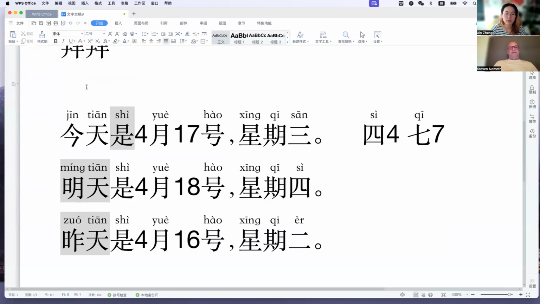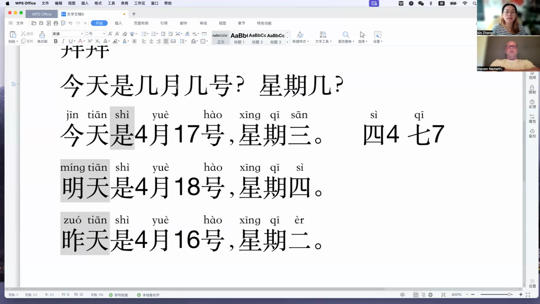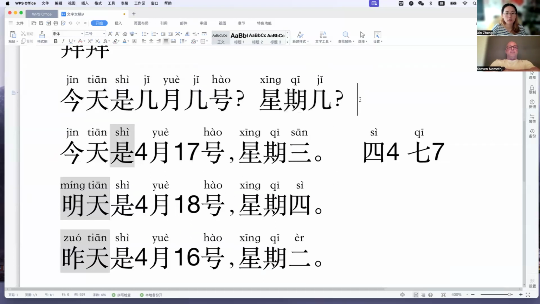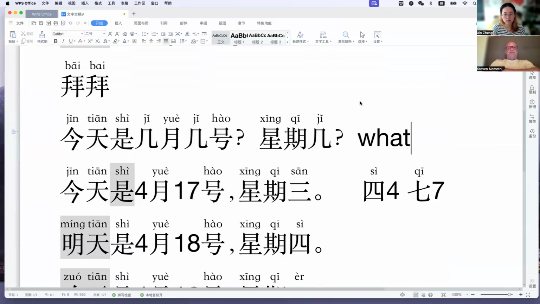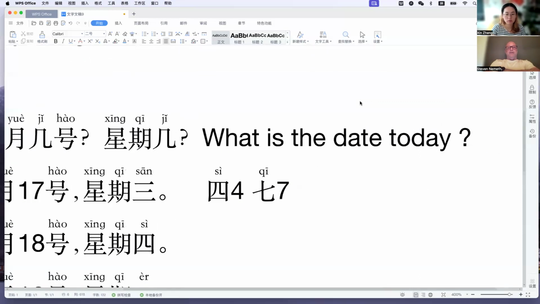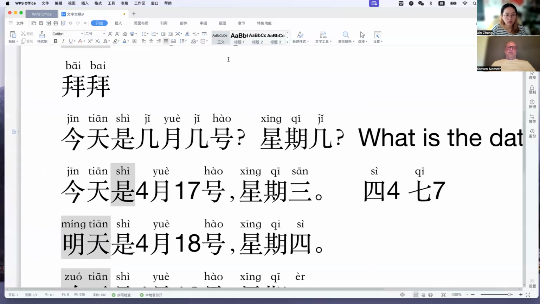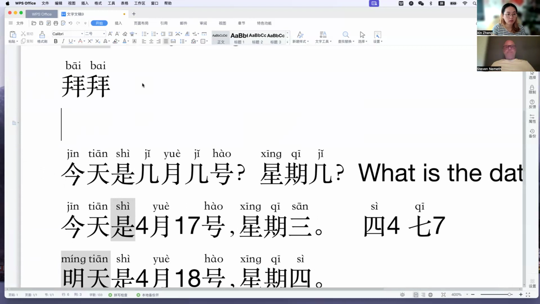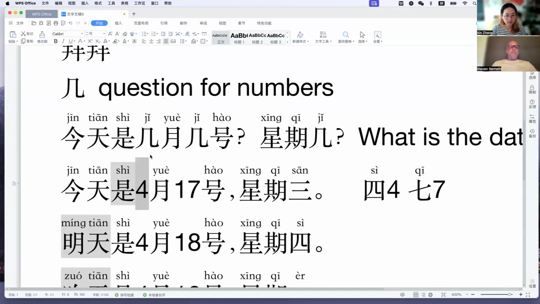Perfect. Okay, how could we have the question for what's the date today? Same structure. 今天是几月几号星期几？ Can you put the English translation next to it? What is the date today? 几 is the question word for numbers.